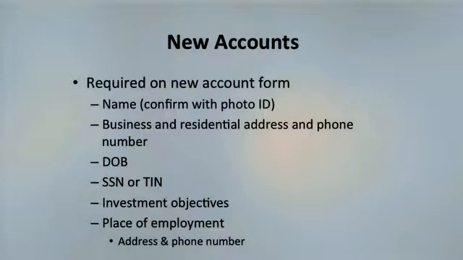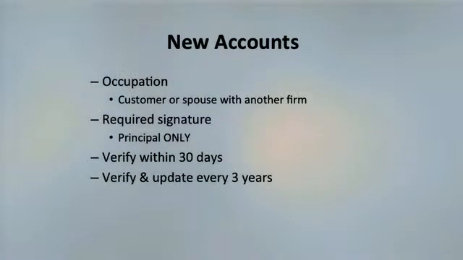We need to get information on the client's investment objectives. Are they looking for capital appreciation? Are they looking for income? We need to get information on the place of employment: the name, address, phone number, occupation, and whether a customer or spouse works with another firm. So we need to find out if the client or their spouse works with another firm. And we have to do this because of some rules we looked at in a previous chapter relating to Rule 5130, relating to borrowing from or lending to a customer.